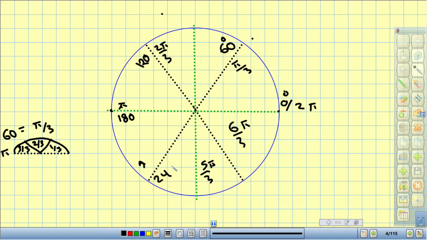240. How many thirds of the pi did you count for 240? If you're counting by thirds of the pi, how many thirds exactly? You got 4/3 of the pi, or 4 pi over 3. That's exactly 240.